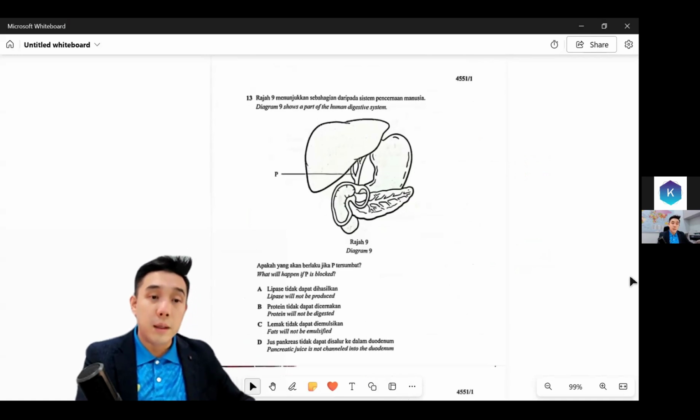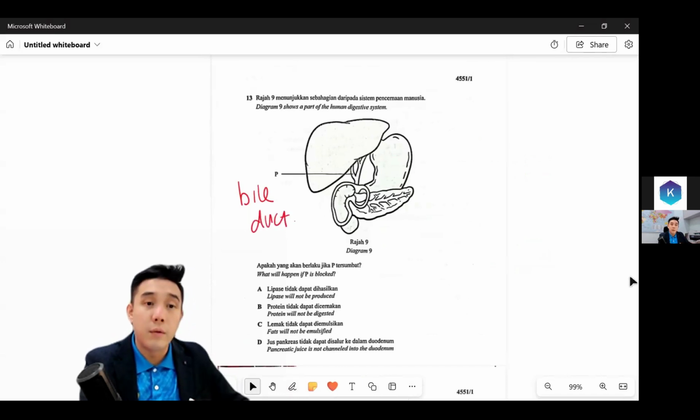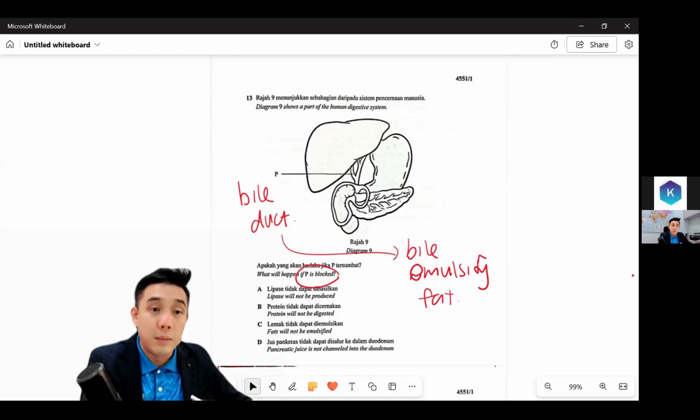All right, for number 13, this is the bile duct. What happens if it is blocked? Guys, the bile duct will release bile in order to emulsify. Emulsify means breakdown fat, emulsify lipid. So for number 13, be very careful. Don't select A. Answer is C. Fat will not be emulsified.